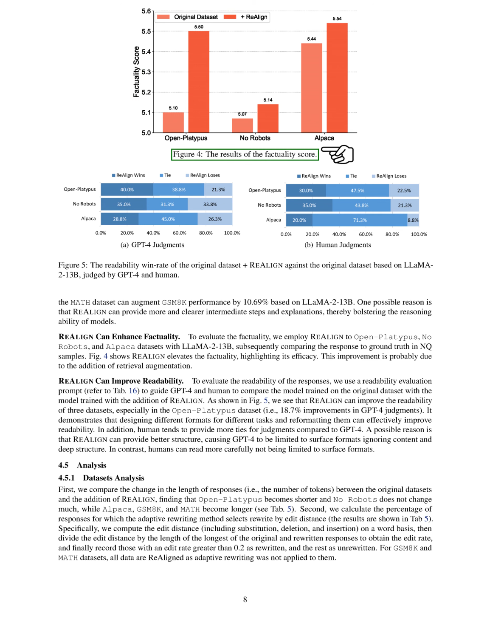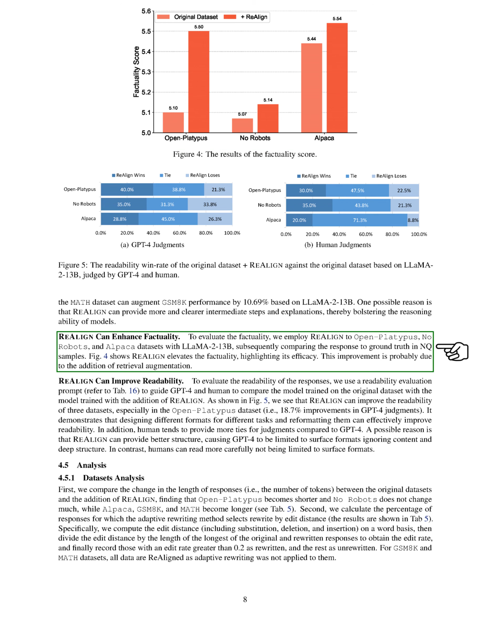In terms of factuality, we applied REALIGN to the Open Platypus, No Robots, and Alpaca datasets using Llama 2 13B and compared the responses to ground truth in NQ samples. The findings highlight an elevation in factuality, underscoring the effectiveness of REALIGN. This enhancement is likely attributed to the incorporation of retrieval augmentation.